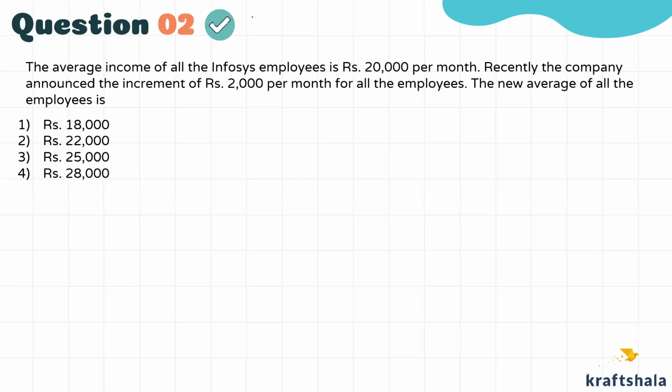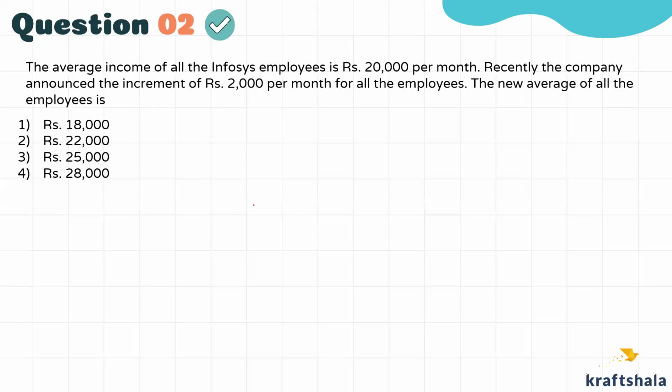Now, this particular question is just checking your common sense, nothing else. So, such questions can be asked in your interviews as well. The average income of all the Infosys employees is 20,000 per month, and recently the company announced an increment of rupees 2,000. It's a very common property of mathematics that if something happens to all the constituents, it will reflect in the average as well, right?